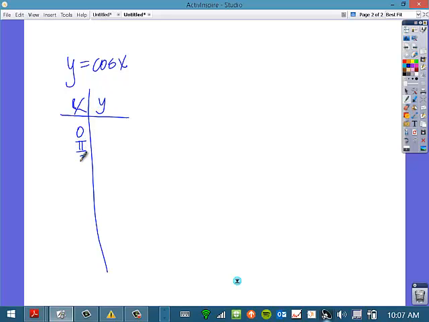All right, so for y equals cosine of x, let's make a t-chart. X, y. Again, I'm going to plug in those nice angles that I can easily plug into cosine in my head. Cosine of 0 is 1. Cosine of pi over 2 is 0. Cosine of pi is negative 1. Cosine of 3 pi over 2 is 0. And cosine of 2 pi is back to 1.